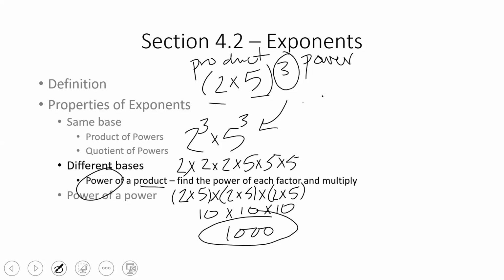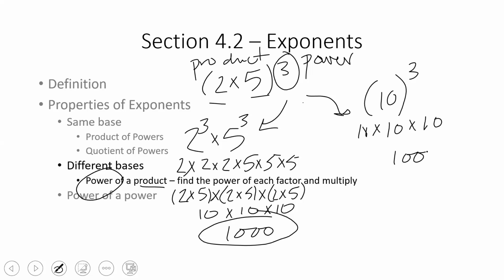Another way we can approach that, and we're looking at the same problem here, is we could multiply what's in the parentheses first. So 2 times 5 is going to give us 10. And then we have 10 to the third power. So notice we've just jumped a couple steps by doing what was in the parentheses first. And we'll talk about that a little bit more in the next section as well. So 10 times 10 times 10, we saw we still get that same value of 1,000.